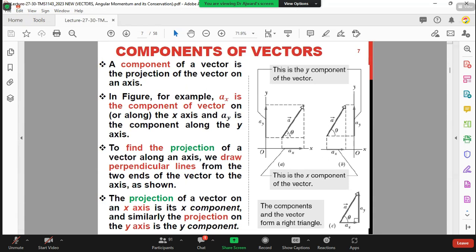If the vector itself is along the x-axis, then what would be the y component? If the vector A is along the x-axis, that is, if the theta angle was 0, what would be the y component of the vector? Can someone tell me? 0. One student has replied 0. Does everyone agree with that?